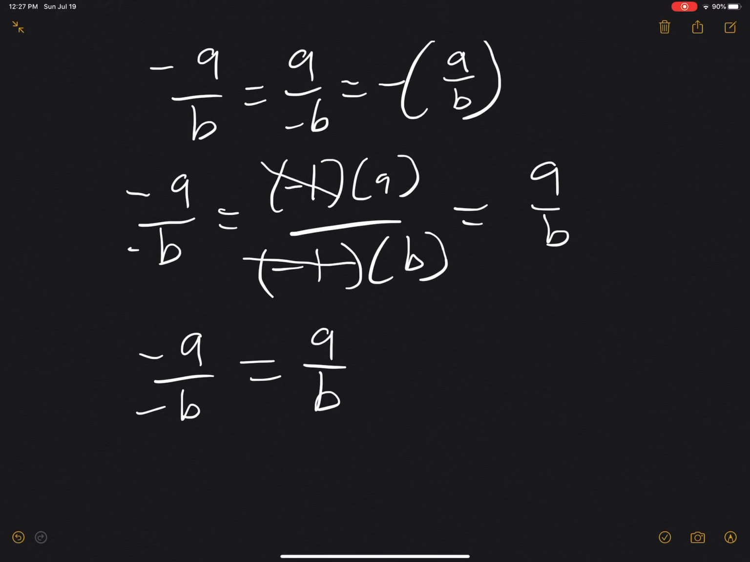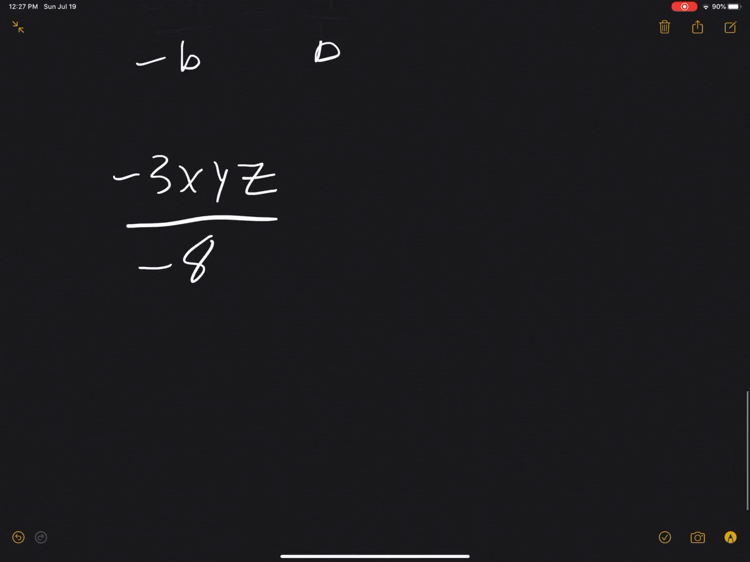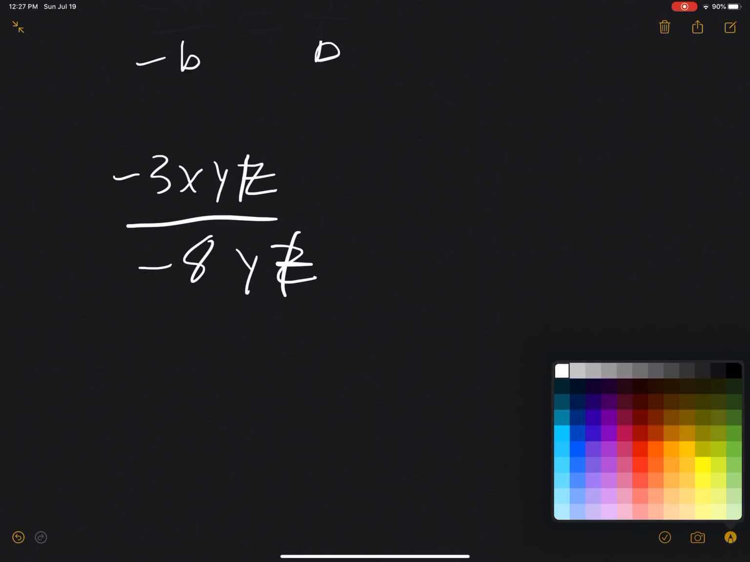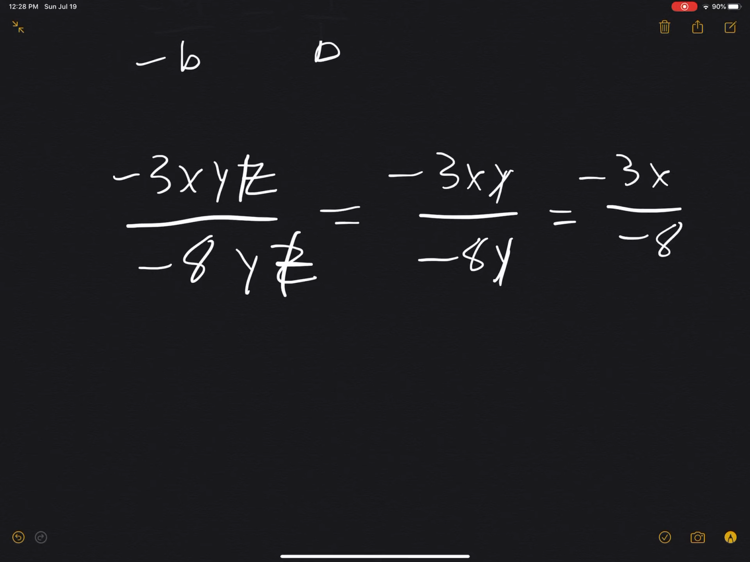So we'll do one more example that ties it all together. Let's do negative 3xyz over negative 8yz. So I'll start with the z's. I see a z on the top and a z on the bottom. So I know that this is going to be equal to negative 3xy over negative 8y. Now I see a y on the top and a y on the bottom. I can cross them off, and I'm left with negative 3x over negative 8.